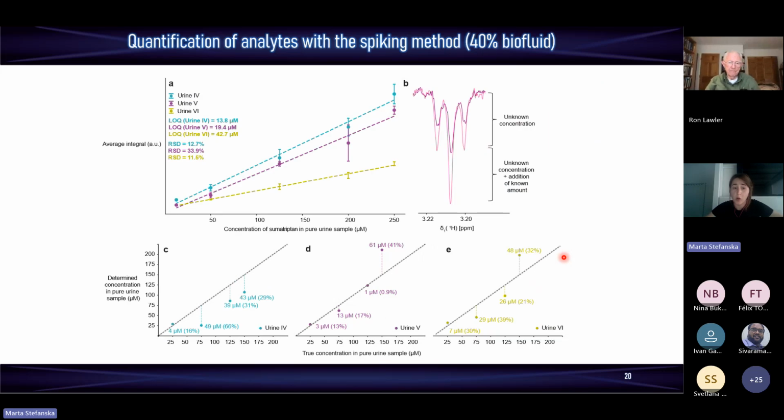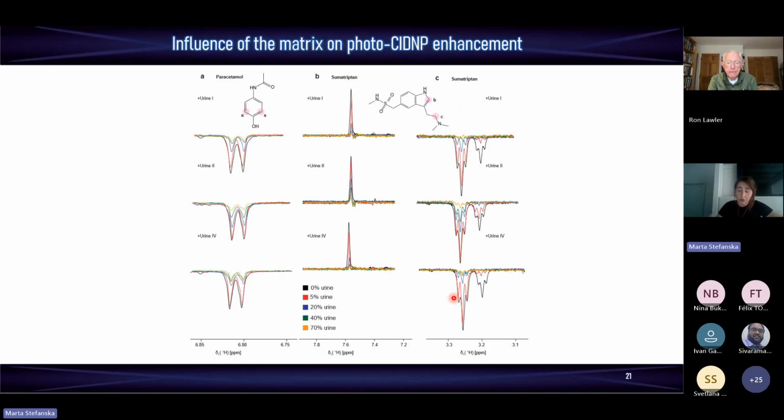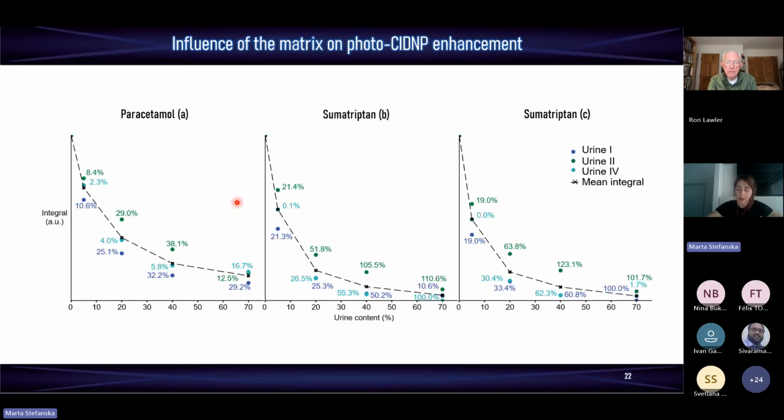And I verified this approach also for another molecule. And you can see that, again, we achieve relatively small errors. Another interesting thing that I observed is that photo-CIDNP affects many resonances, but different matrices at high concentration definitely differ in terms of the slope of the calibration that we get. So this is something that you can see here.